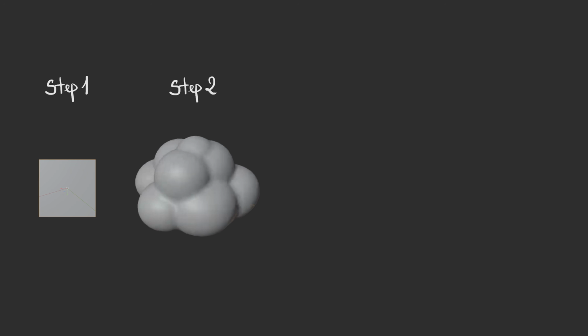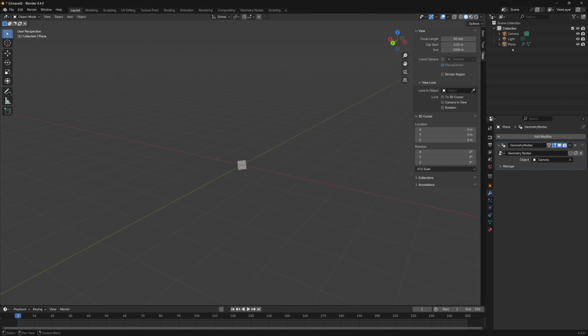Now we will move on to the second step, and that is to create the shape of the cloud. Before we do that, I will do some naming first. We will call this viewbar, and this we will call GN billboard. Alright, now we will create a cloud.